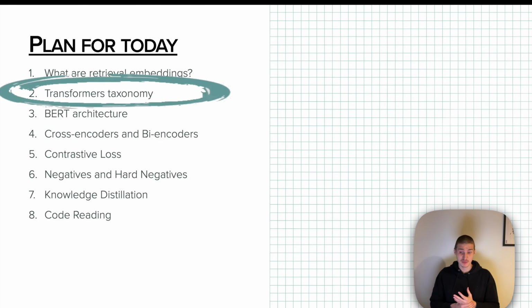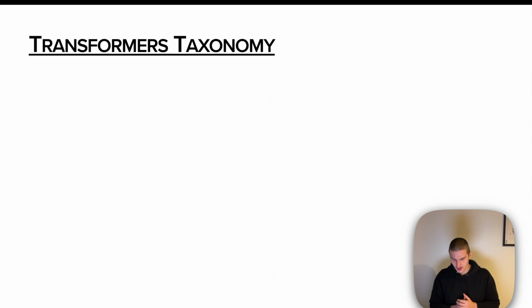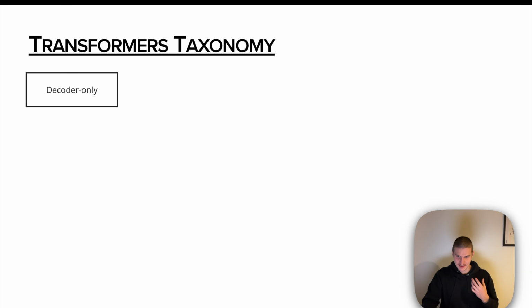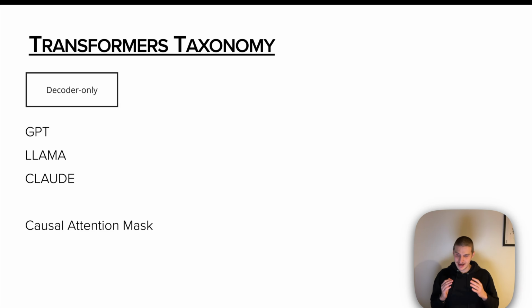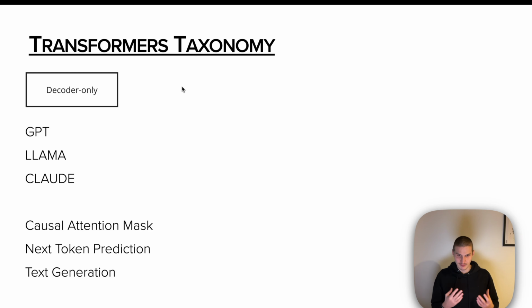Next, let's talk about transformers taxonomy and what different models there currently are in the field. The first big category is decoder only. These are models such as GPT, Llama, Claude, and so on. Their main distinction is that they have a causal attention mask, which means that they do next token prediction. This is basically what lets them generate text. So in layman's terms, you can talk to the model. You can ask ChatGPT, please help me, and it will actually type you the answer.